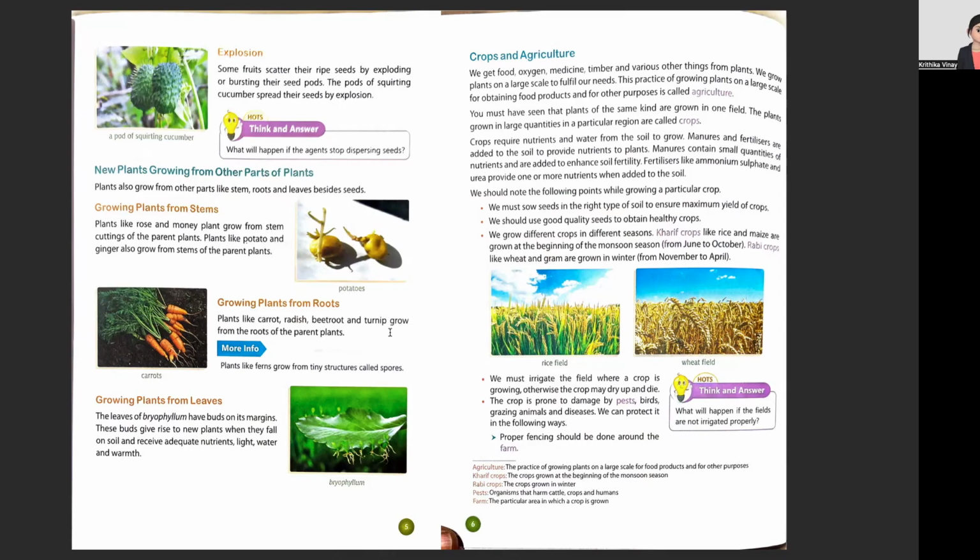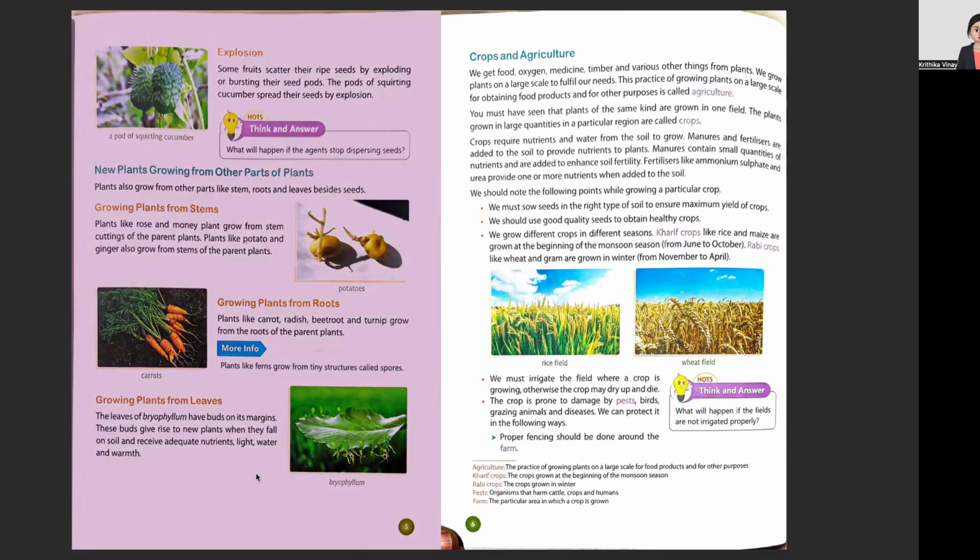Growing plants from roots. Plants like carrot, radish, beetroot, and turnip grow from roots of the parent plants. So you can see the carrot. Many carrots in your home also you might see. Few people cut them off before selling. Few people have it. So you can see these small vines coming out of them. If you put that vine in the water, it will grow into the actual plant.